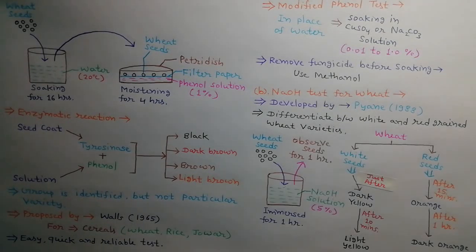In this test, the seeds are immersed in 5% sodium hydroxide solution and observed for 1 hour. All the seeds just after immersion become dark yellow, which turn to light yellow after 10 minutes in white seeds. While in red seeds, after 15 minutes, it turns to orange and after 1 hour to dark orange.